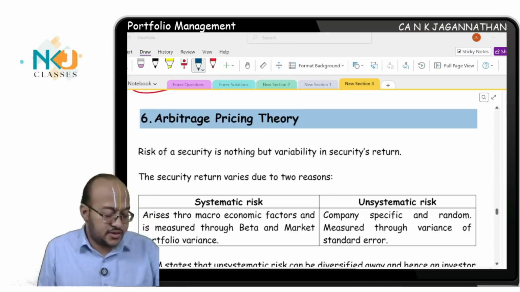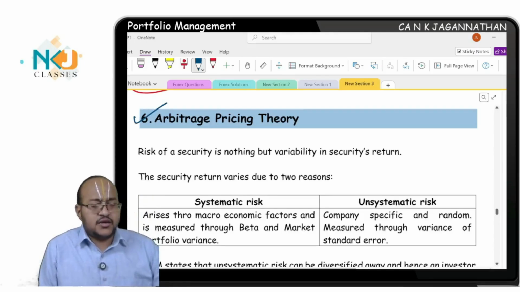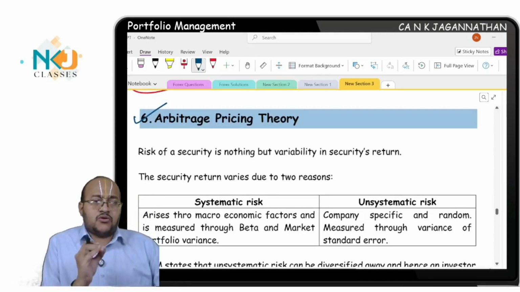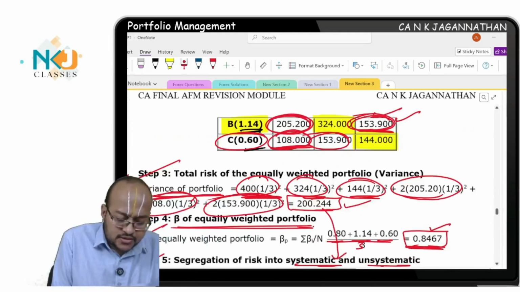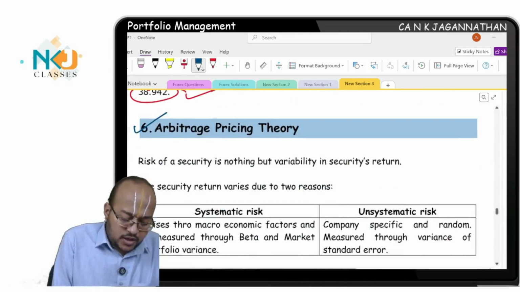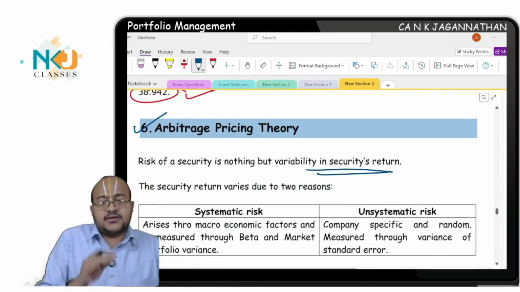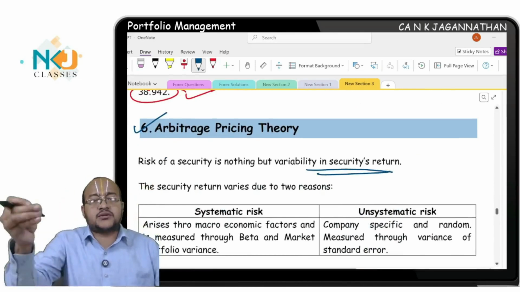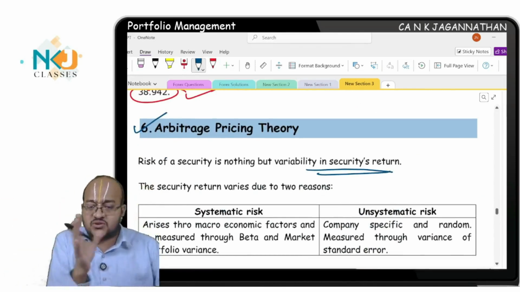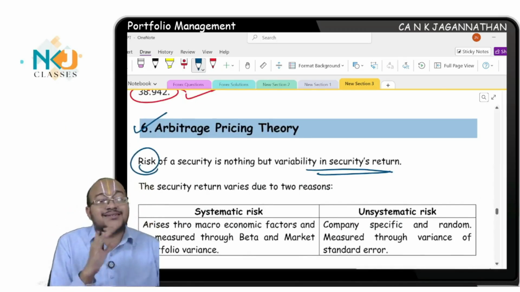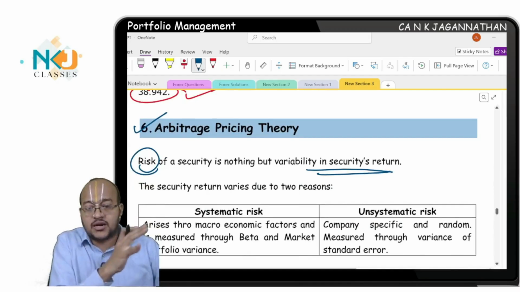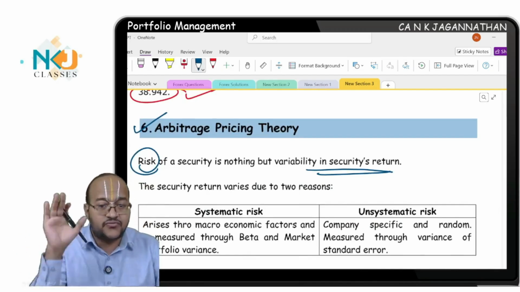Now let us discuss arbitrage pricing theory. Very simple: the risk of a security is nothing but the variability in the security's return. Are you all agreeing? If a security's return is certain every year, it will be a risk-free security. There is no variation, no deviation from the mean. Agreed? So, risk arises from uncertainty. The risk of the security is nothing but the variability of the return of that security.